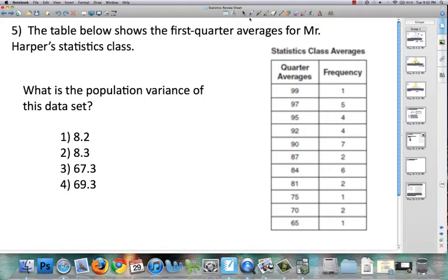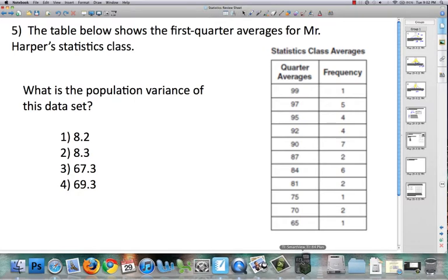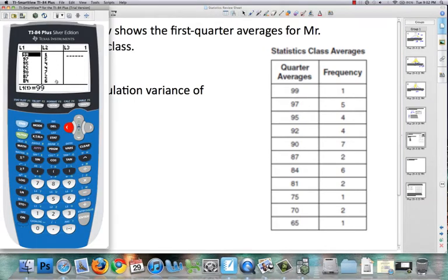Number 5 asks for the population variance of this data set. So once again, it's a frequency table. I went ahead and plugged in the data, but you're going to want to go ahead and do that. Once again, this is in L1, your frequency is in L2. Once your data is plugged in, stat, calc, one variable statistics, hit enter. Our data is in list 1, our frequency list is in L2, so make sure L2 is in there. Then hit calculate.